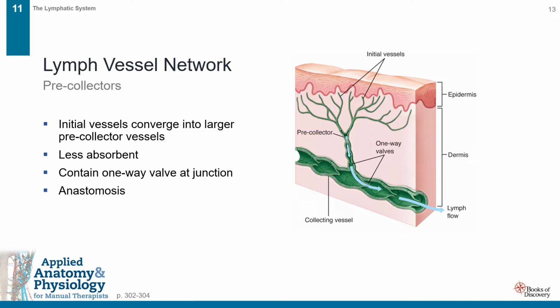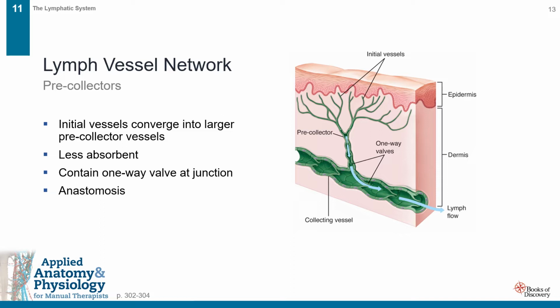Generally, there is a single one-way valve at the junction between the initial capillary and precollectors, although it is not as strong or rigid as the valves found in veins or the collector vessels.